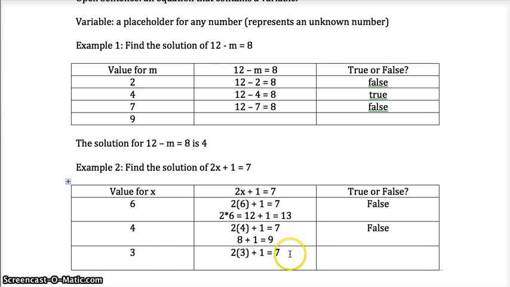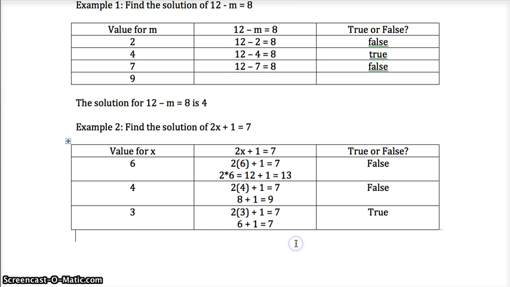Okay, so if you finished solving it, that's excellent. Let's do it together now. 2 times 3 is 6, plus 1 equals 7. Does 7 equal 7? Yes, it does. So we've now found the solution. This column would be a true column right here. And then we would write underneath that the solution of 2x plus 1 equals 7 is, what did we decide it was? We decided that it was 3. There's our answer.